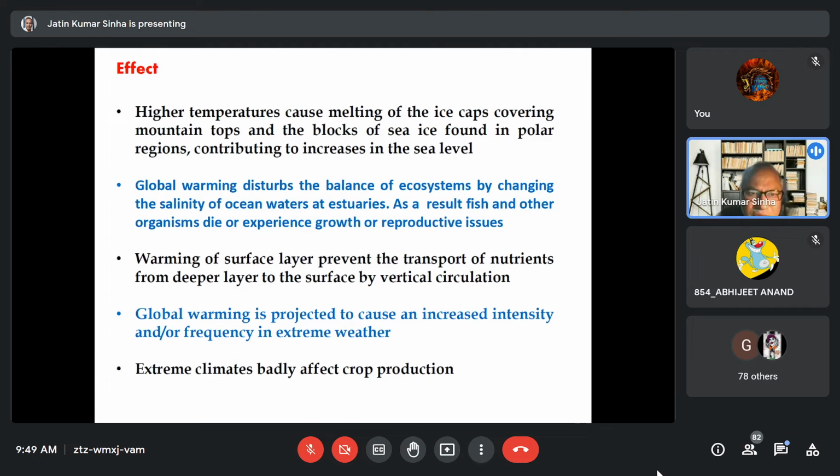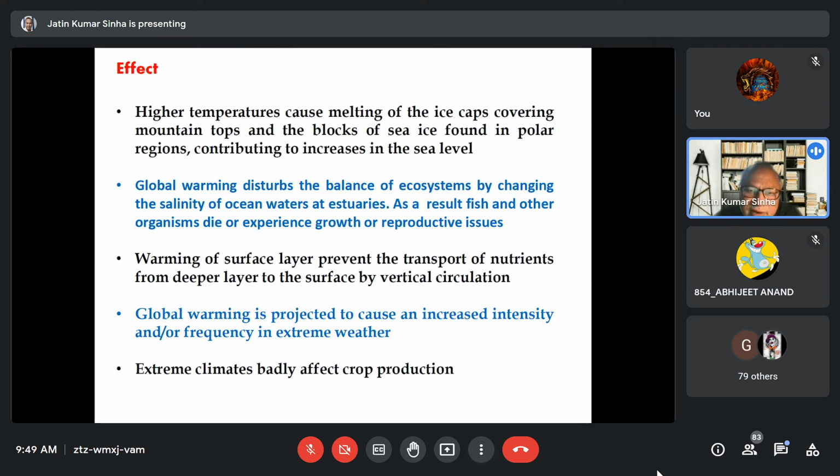Now, due to this, what happens? Global warming disturbs the balance of the ecosystem by changing the salinity of ocean water at estuaries, which is the connection point of freshwater with the sea. Due to this, fish and other organisms die because of the warming temperature, as the temperature increase affects the dissolved oxygen and different salt balances. So that directly affects the ecosystem.